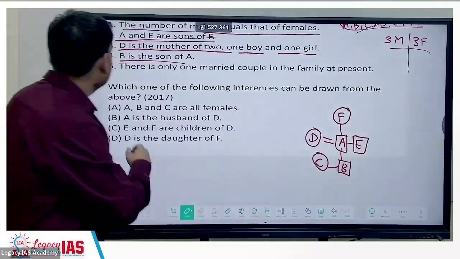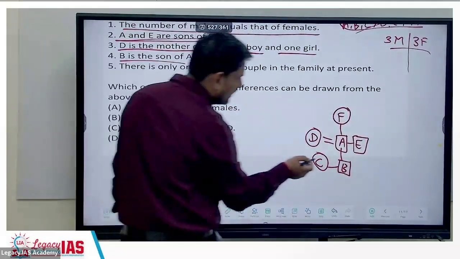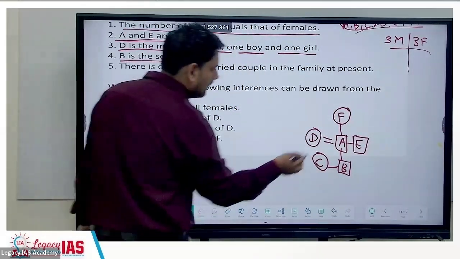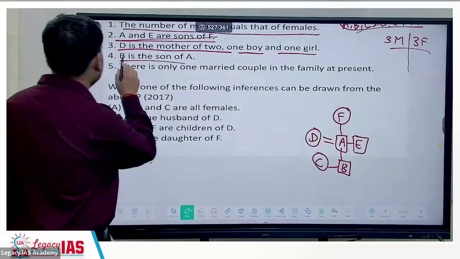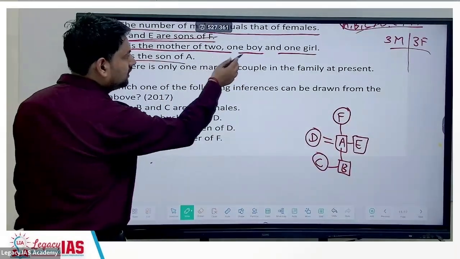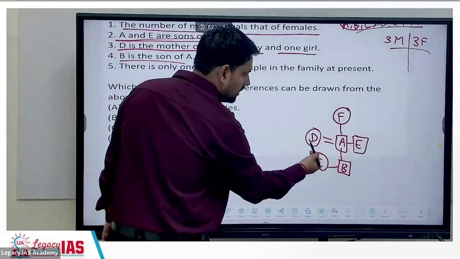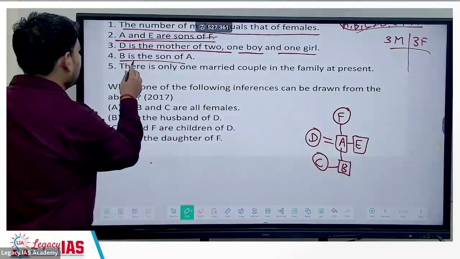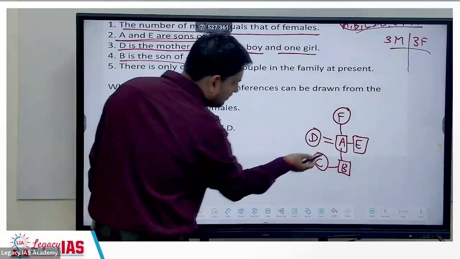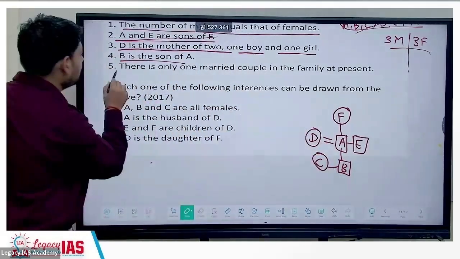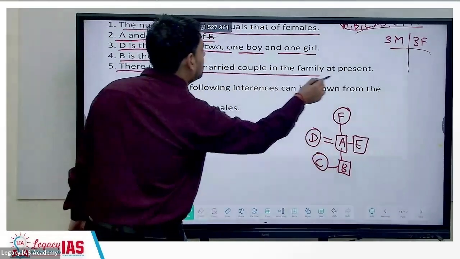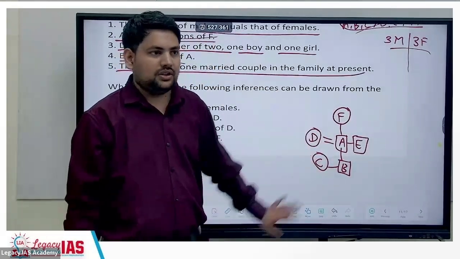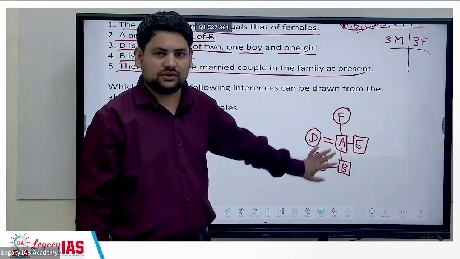Now, first, the number of males and females are equal, 3 and 3. Second, A and E are sons of F. D is the mother of two, one boy, one girl. Then B is the son of A. Last, there is only one married couple in the family at present. So this is our diagram.